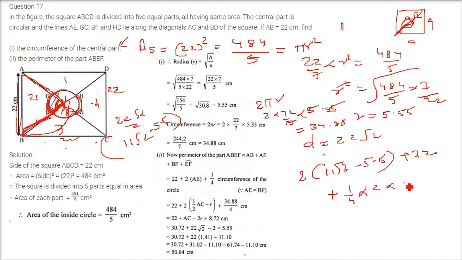2 into pi, which is 22 by 7, into r, and the radius is 5.5. So what do you get? Everything is there, and if you compute it, the answer is going to come as 50.64. This is how we have to do it.